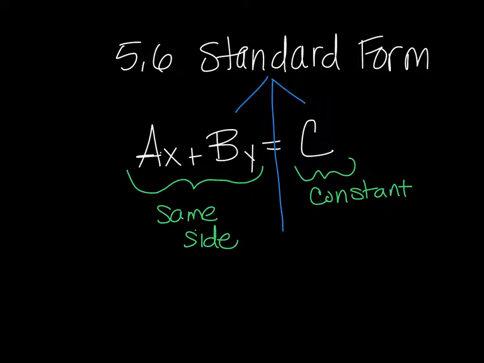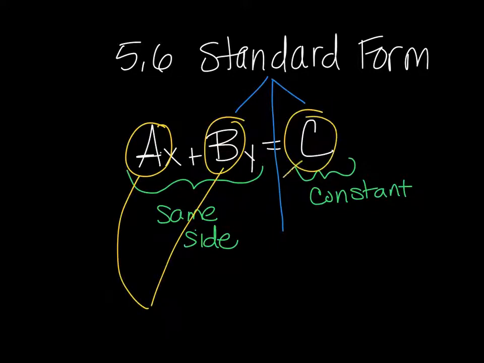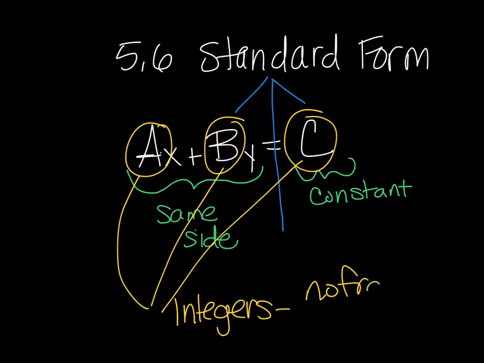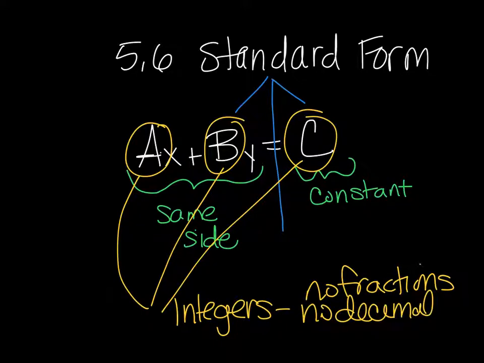You'll also see that we have capital letters. So we have A, B, and C are all capital. And when we do that, what we mean is that they are not fractions or decimals, and we call these integers. So integers, no fractions, no decimals. Okay, so that is what we're going to call standard form.